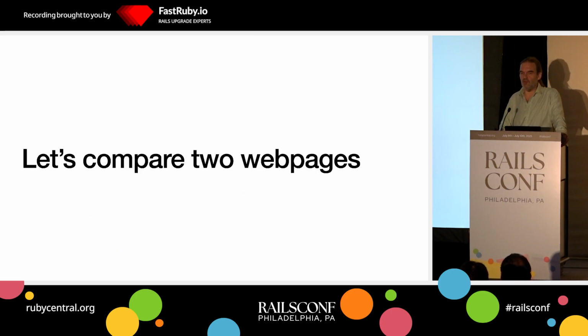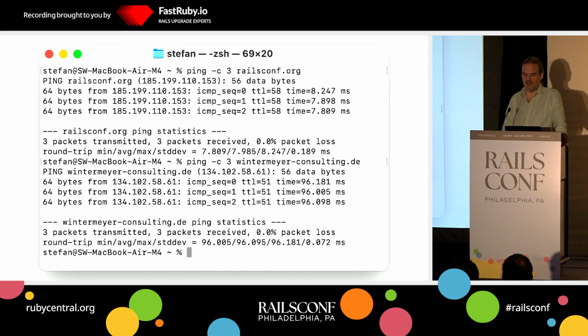So let's compare two random web pages, which I came up with today, like 3 hours ago. This is the Wi-Fi of the hotel. So I pinged RailsConf.org and I pinged my own web page. And you see the difference is quite impressive. That's because my server is located in Germany and RailsConf isn't. So that Atlantic makes quite a difference. That's 10 times as slow.